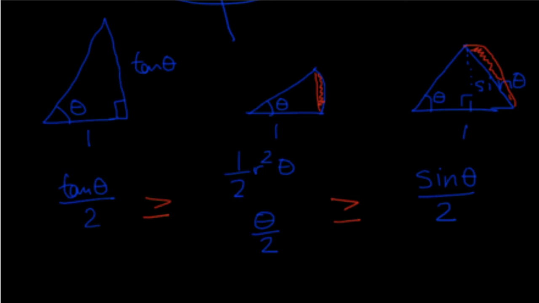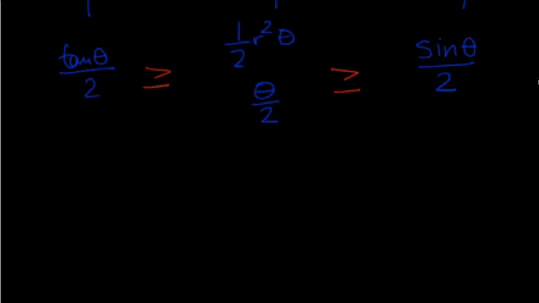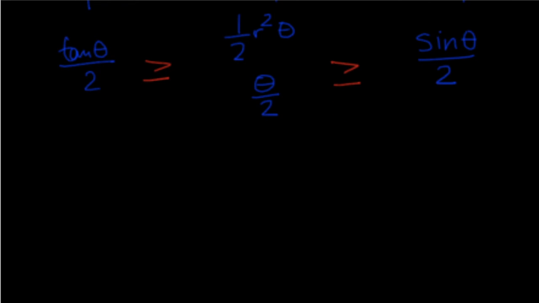So this argument has to just deal with areas. Okay, so let's see. I have tangent of theta over 2 that is greater than or equal to theta over 2, greater than or equal to sine theta over 2.